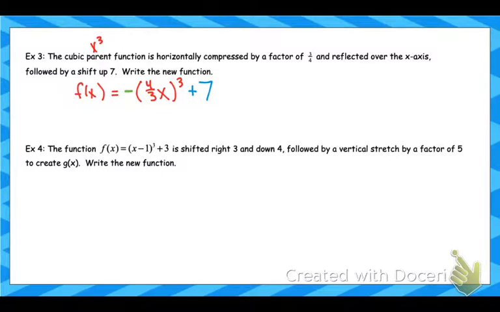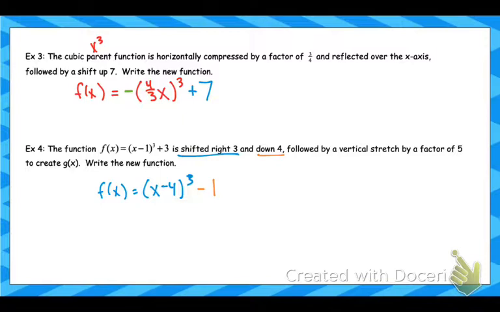All right, looking at 4, a little bit harder. It's a different function, and then order here is going to play a factor. So to start, this is going to shift to the right 3. Well, if it shifts to the right 3, it's not going to be x minus 1. It's going to be x minus 1 minus 3. So it's x minus 4. All right, it is also going to be shifted down 4 from where it already is. Well, it's already at plus 3, so if it goes down 4, it's at minus 1.